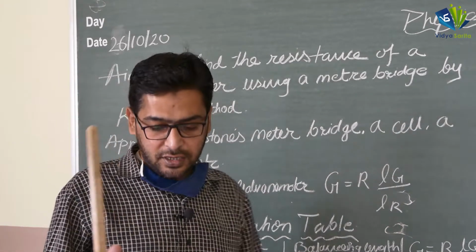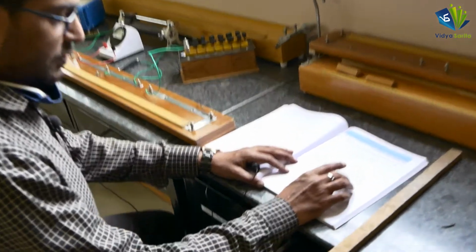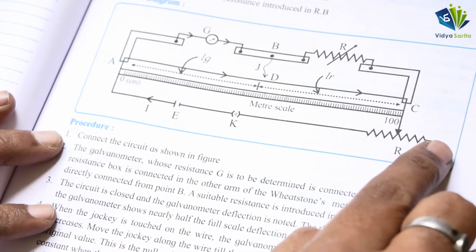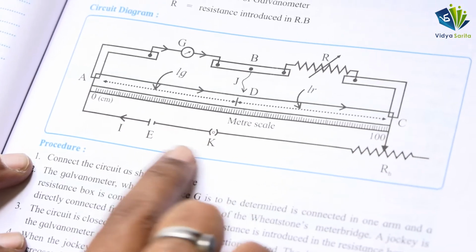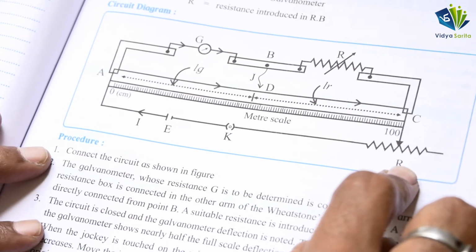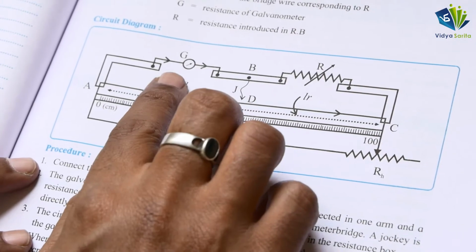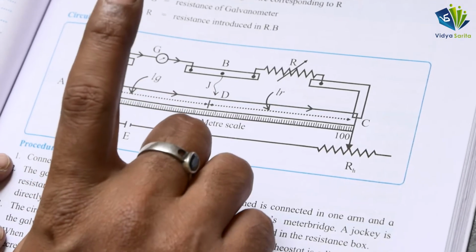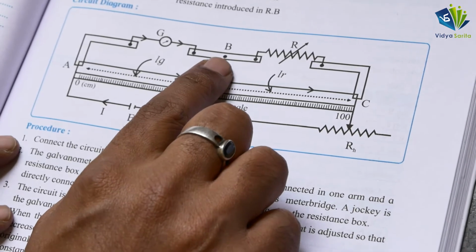Okay students, first we'll see the circuit diagram. The circuit diagram is this one. In this we see a Wheatstone meter bridge, a key, a battery, point A, point C, and a rheostat. We have attached a resistance box on the right hand side and a galvanometer on the left hand side. We'll take the readings from here, find the null point from here, and B will be the jockey.